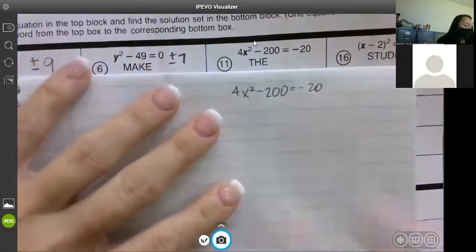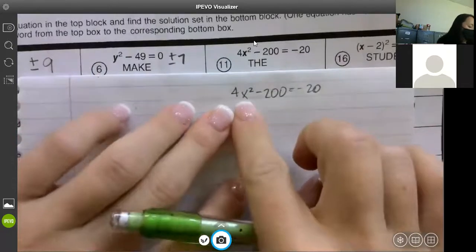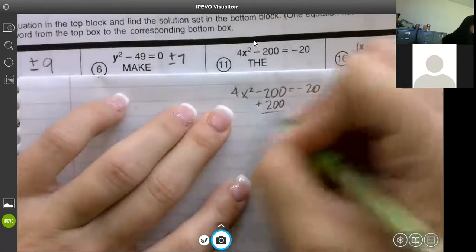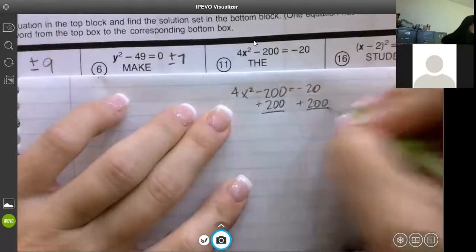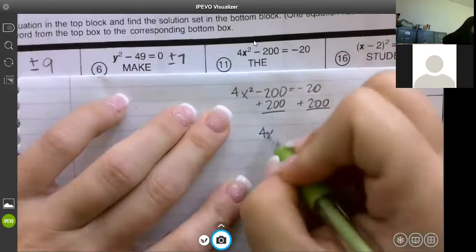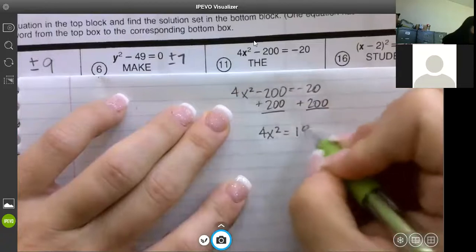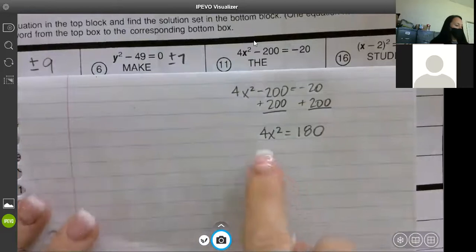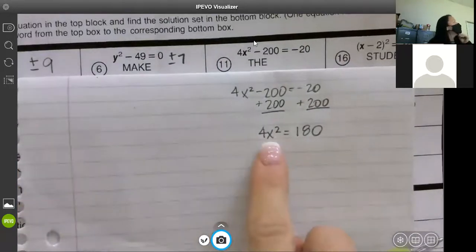How do I get x squared by itself? What's the first thing I need to do? Add 200. I get 4x squared equals 180. How do I get x squared by itself? How do I get rid of that 4? Not yet. I got to get rid of the 4 first.